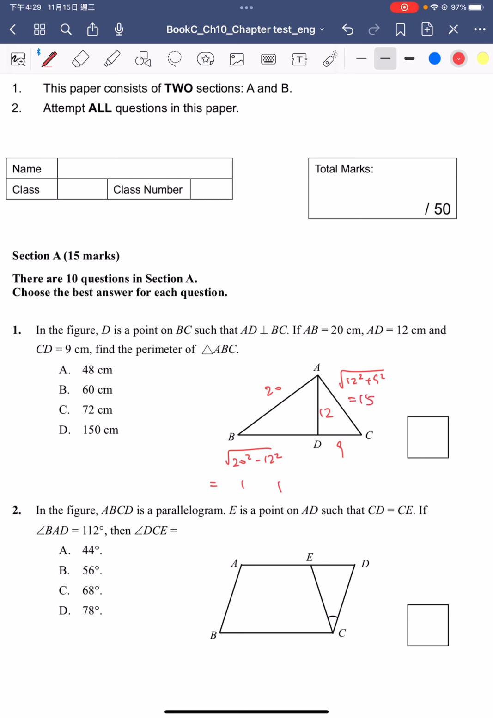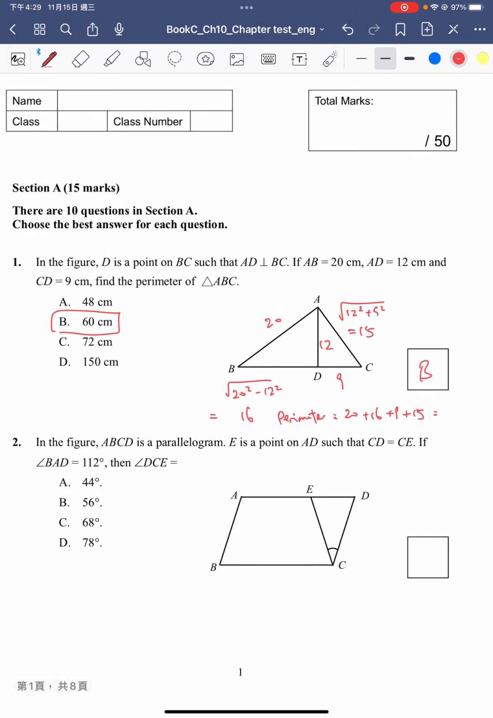So the perimeter is going to be equal to 20 plus 16 plus 9 plus 15, giving the answer of 60. So the answer should be B.